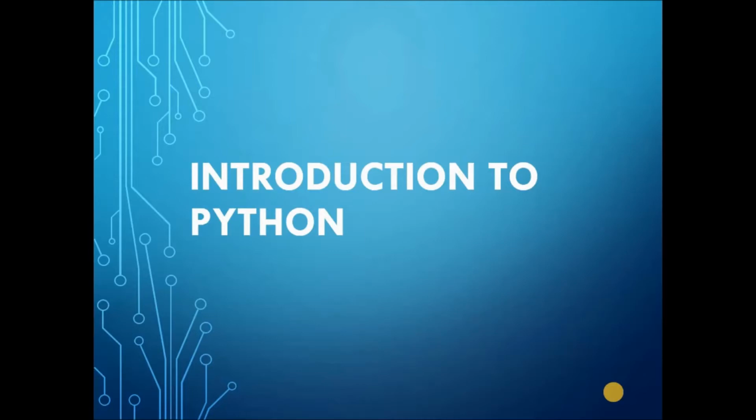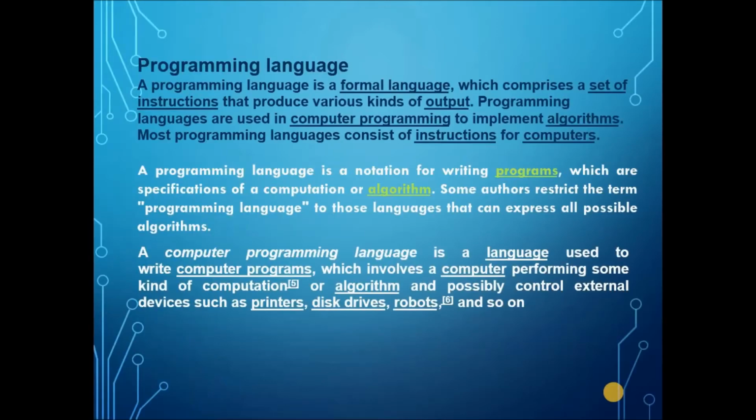Before starting Python you have to know about the programming language. A programming language is the language which is used to create or develop programs. By using that programming language you can write programs. Different types of programming languages are there, like C, C++, Python, Java. About the theory portion, you can read from this PPT.